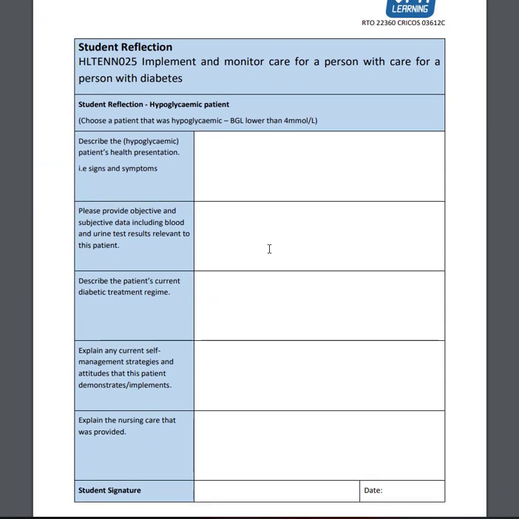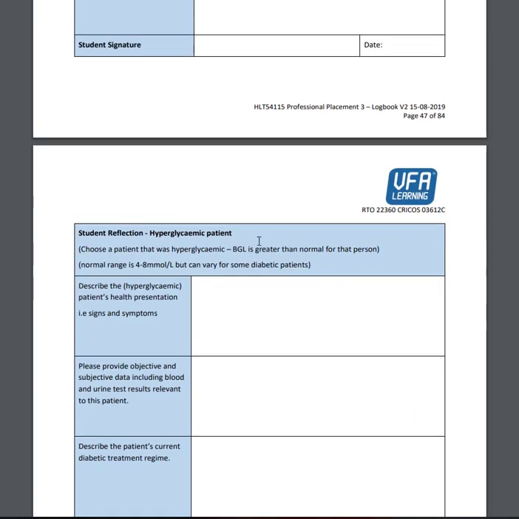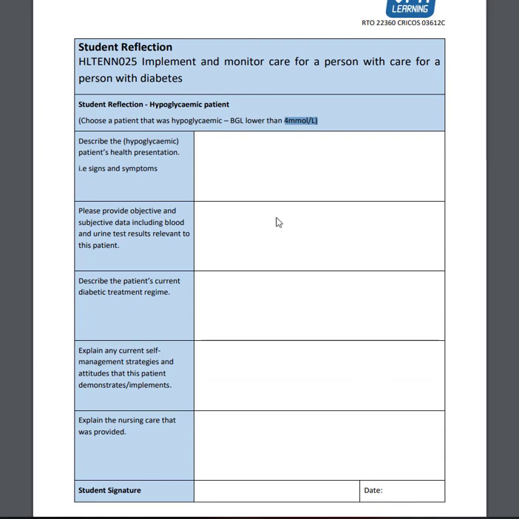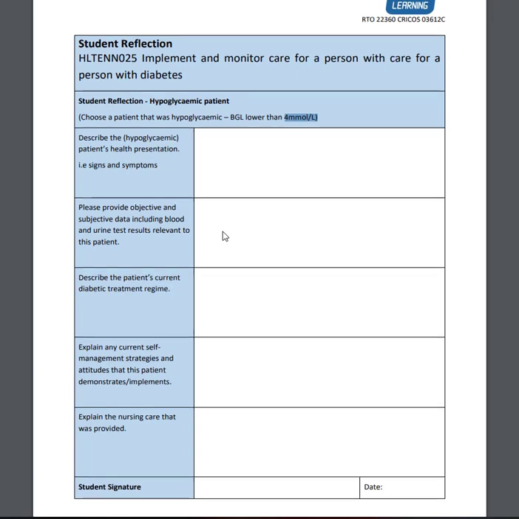Then the next section, we have a reflection based on both the hypoglycemic patient with the sugar less than 4 and the hyperglycemic patient with the blood glucose above 8. In the reflection, we want you to describe what the patient's signs and symptoms look like, how they presented to you. Were they sweaty? Did they seem clammy? Those kinds of things. We want you to provide some information relating to the blood glucose and any abnormalities related to a urine or pathology that was taken.